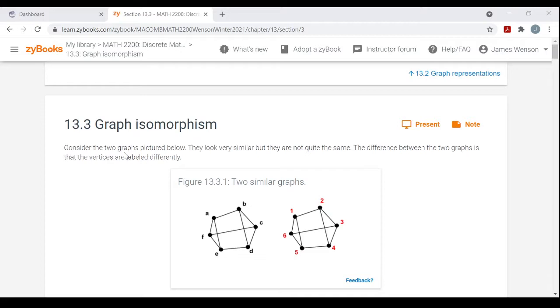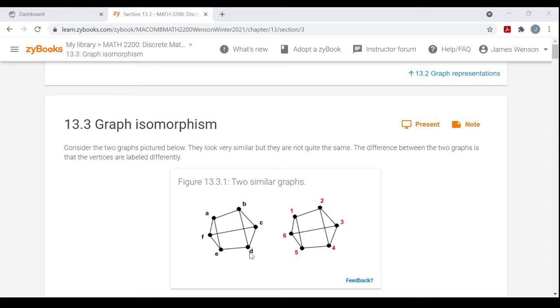Alright, so consider the two graphs pictured here. And you see they look basically the same, right? They're basically the same drawing. They look very similar, but they're not quite the same graph. Based on previous sections, section 13.2 and 13.1, we would not call these graphs the same because they have different labelings for the vertices, right?